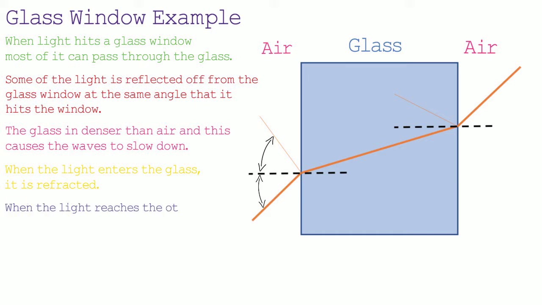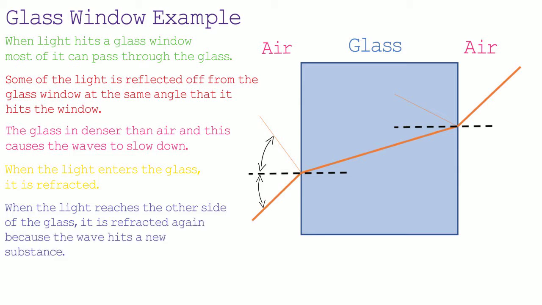When the light reaches the other side of the glass, it is refracted again because the wave hits a new substance. The right side of the wave enters the air first, and this part of the wave speeds up first, resulting in the wave going in a direction that is more leftward. Most of the light enters the air on the other side of the window, but some of the waves are reflected as the light enters the air.